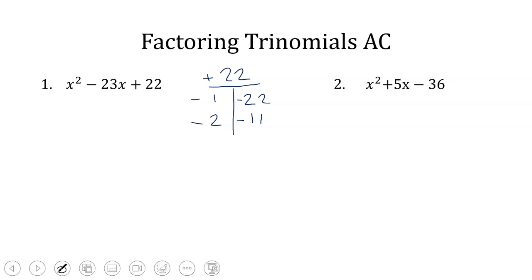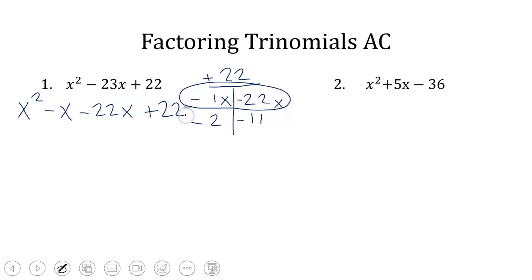So now looking at our list, which ones make a negative 23? Well, it's negative 1 and negative 22. So that is going to be my new x's. So put an x behind them. So instead of negative 23, we are going to rewrite the middle number with our 2 new numbers. So x squared, just bring that down. Now I'm going to bring negative 1x, or just negative x, negative 22x, and then bring down that positive 22.